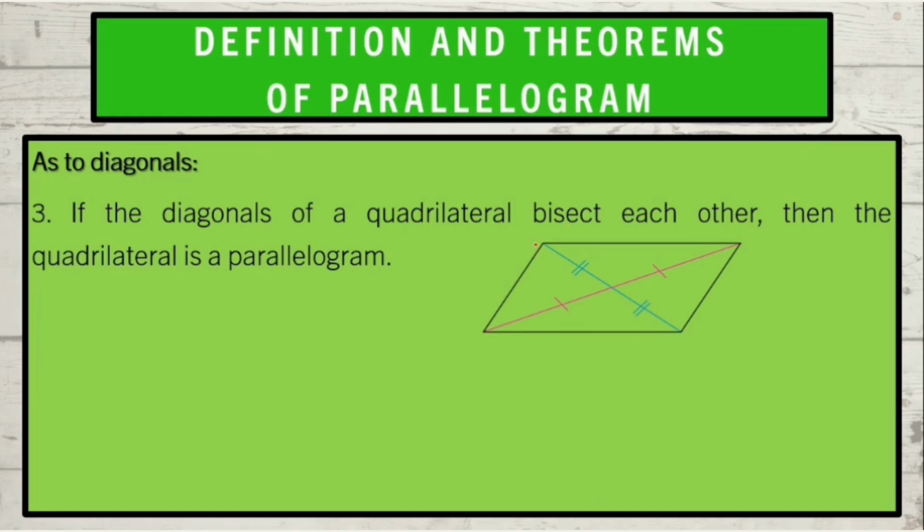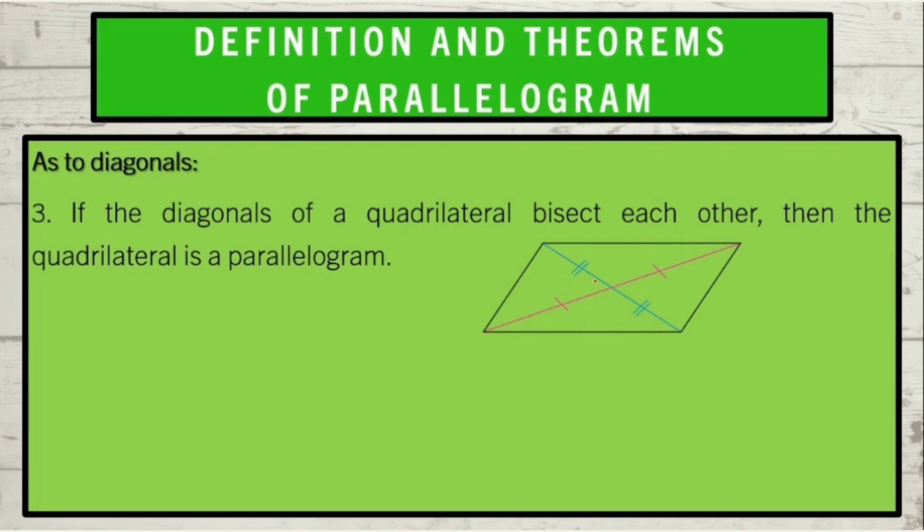These are the diagonals of the parallelogram, the blue one and the pink one. And as you can see, they bisect each other. This side is congruent to this side, and this side is congruent to this side, meaning they bisect each other.